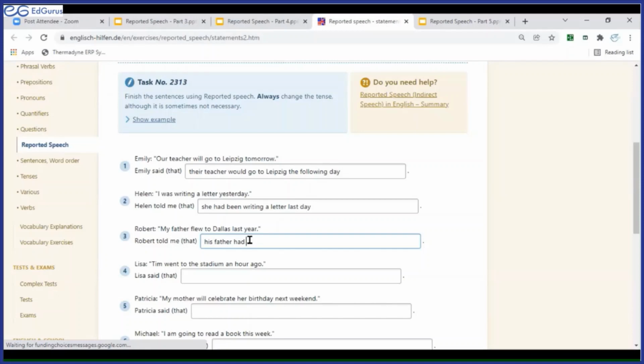His father had flown. Flew is the second form, past form. Fly, flew, flown. His father had flown to Dallas the previous year.